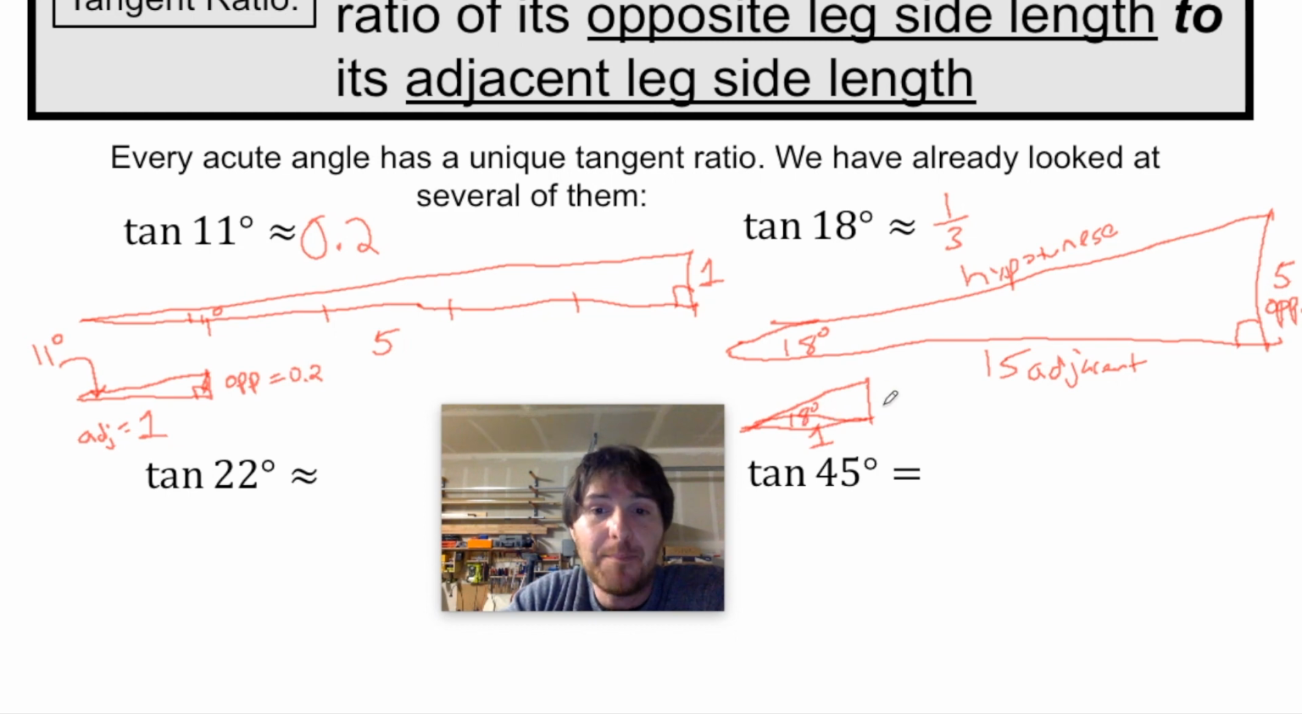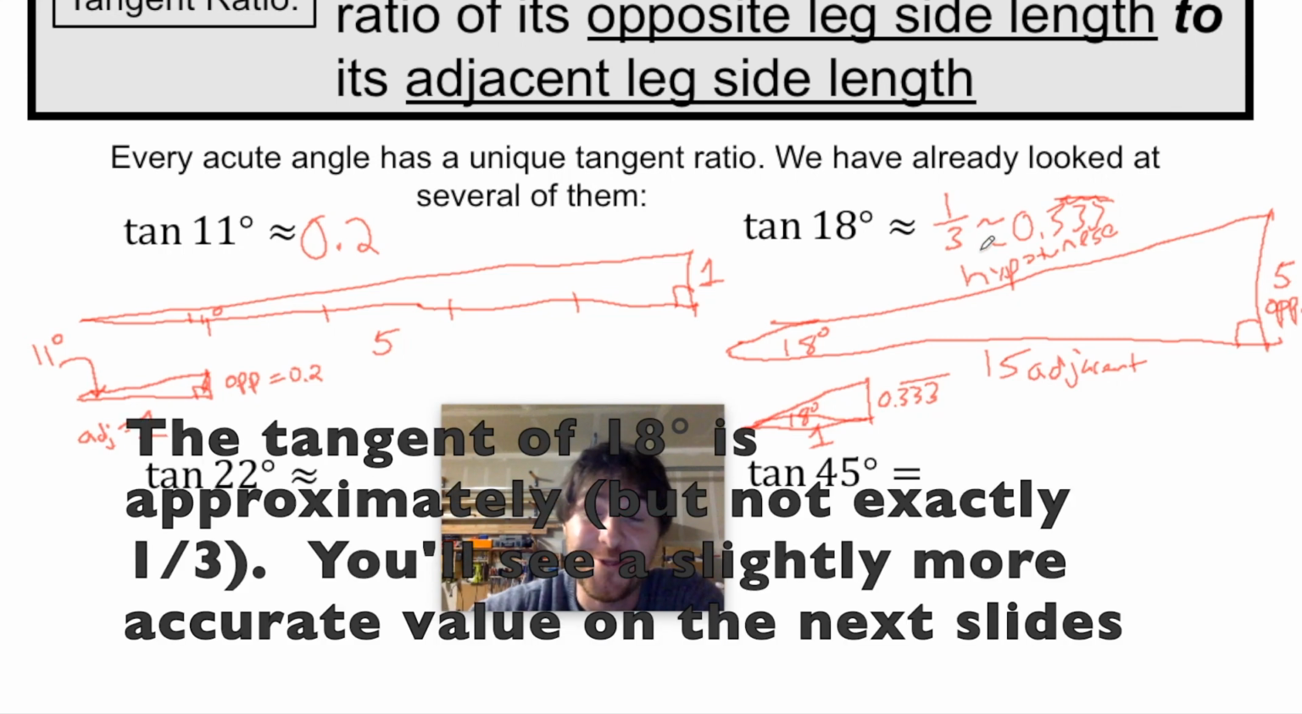Okay, so opposite over adjacent. If my adjacent here is 1, then this is going to have to be about 0.333 repeating, right? Which actually is, 1/3 is exactly 0.333 repeating. So I don't really need that repeating symbol here because tangent of 18 degrees isn't exactly 1/3. It's pretty close to 1/3 as we see here.